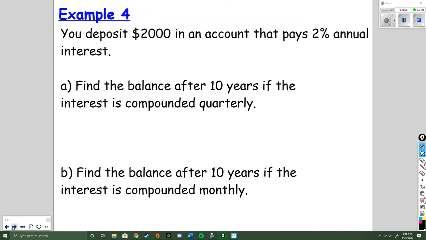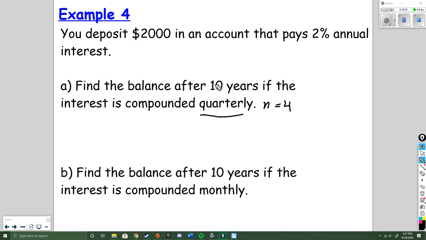So let's say we deposit $2,000 in an account that pays 2% annual interest. And let's also say that this thing gets compounded quarterly. Now, if we think about what quarterly means, a quarter is 25 cents, in terms of our system in the U.S. It takes 4 quarters to make $1, 1 whole dollar. So that means quarterly would be 1/4, so 4 times every single year. That's what it means to be compounded quarterly. So we can just write N equals 4.